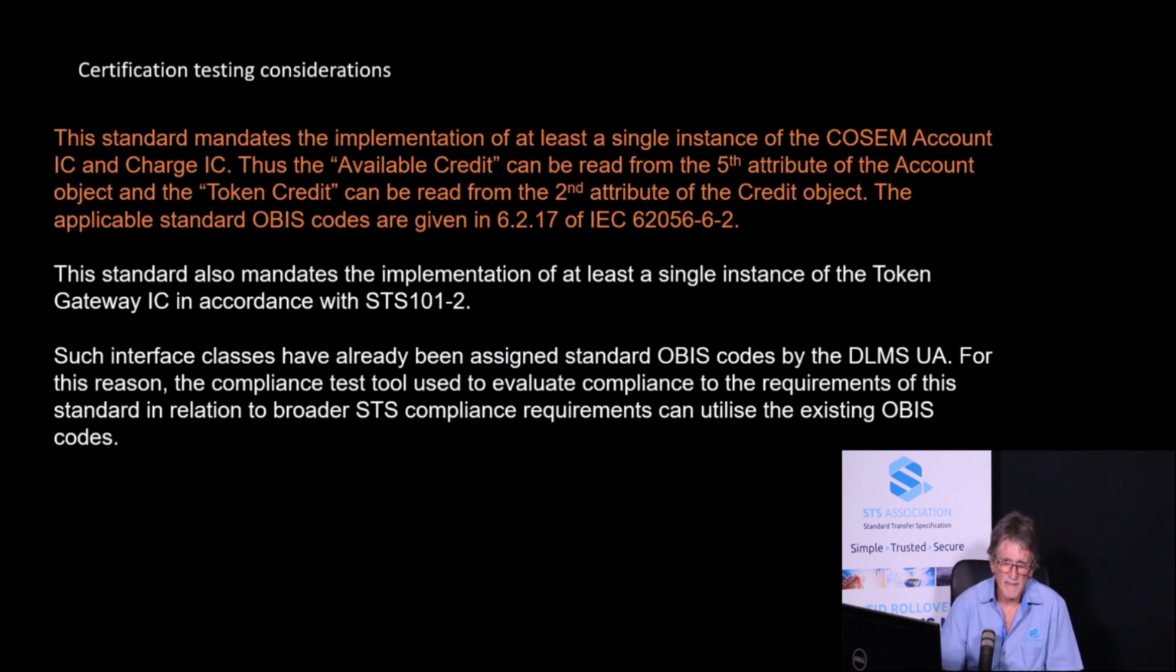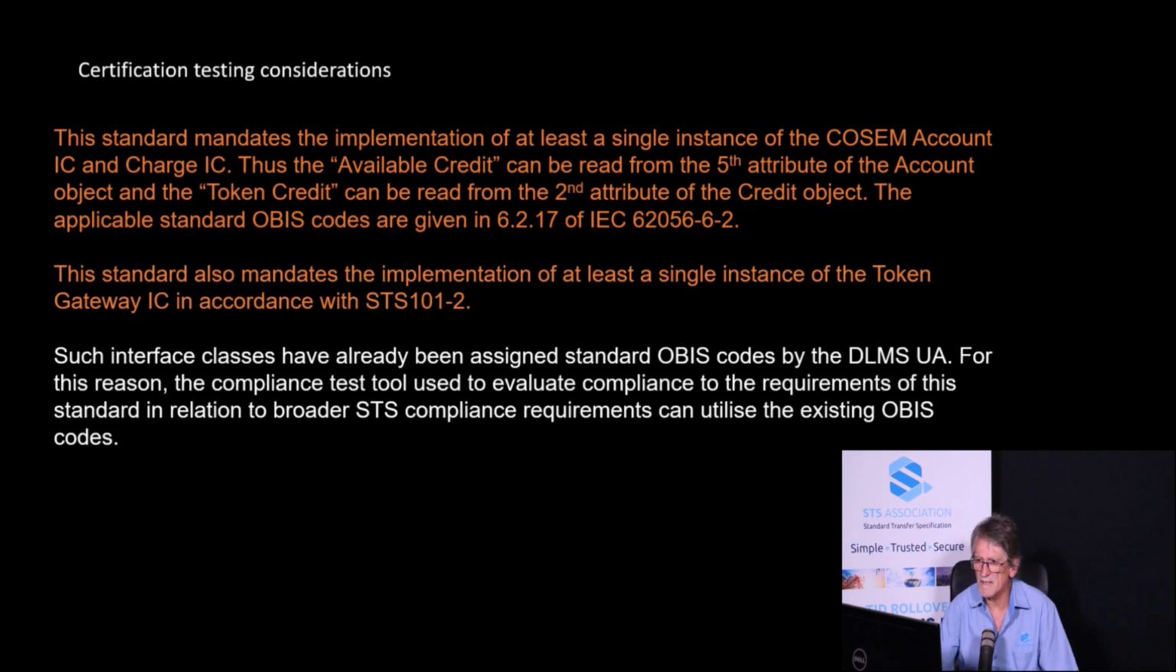Certification testing obviously needs to now consider all of this. This standard mandates the implementation of at least a single instance of the COSEM account interface class and the charge interface class. Thus, the available credit can be read from the fifth attribute of the account object, and the token credit can be read from the second attribute of the credit object. The applicable standard OBIS codes are given in 6.2.17 of IEC 62056-6-2.